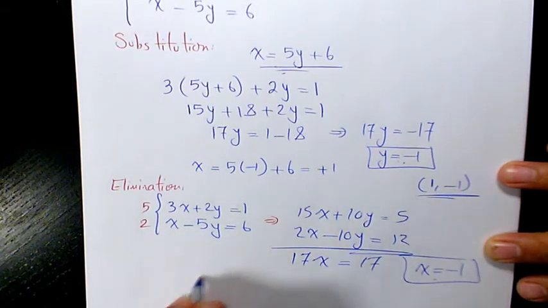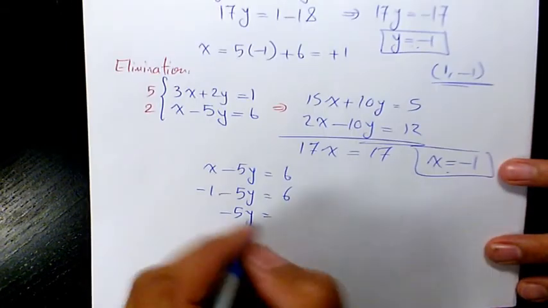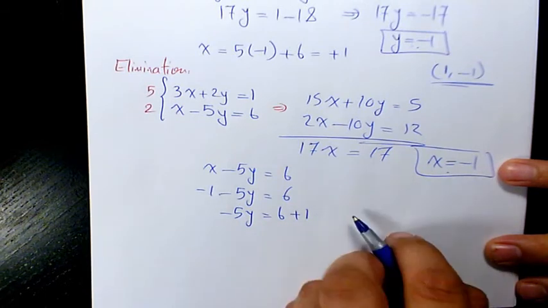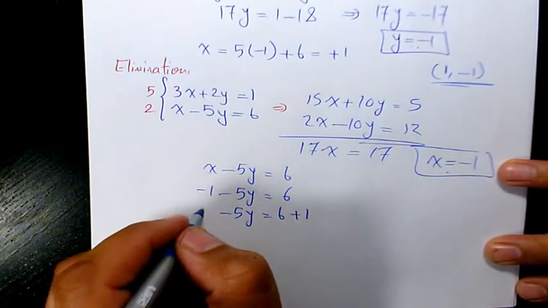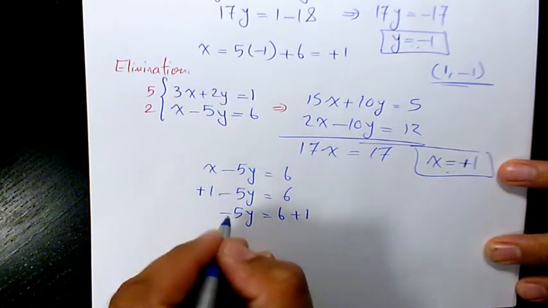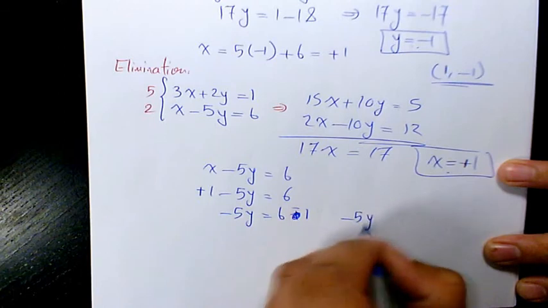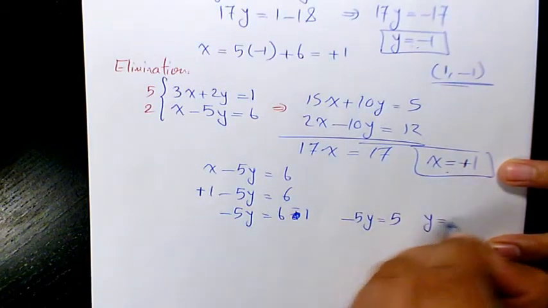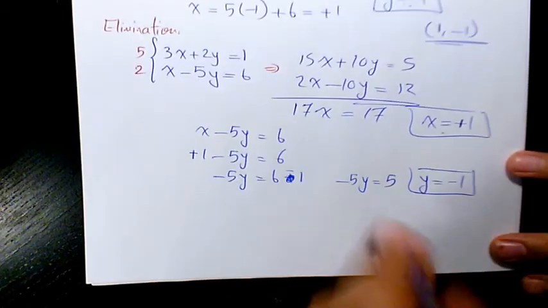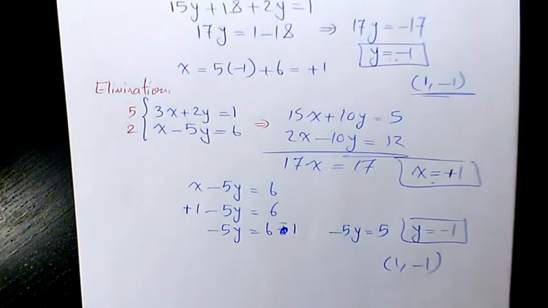When you sub it there, x minus 5y equals 6. Negative 1 minus 5y equals 6. So negative 5y equals 6 plus 1. That's actually plus 1, right? So that's going to be negative 1. So negative 5y equals 5. y will be negative 1. So the point of intersection again is going to be 1 and negative 1, as we got in the previous example.